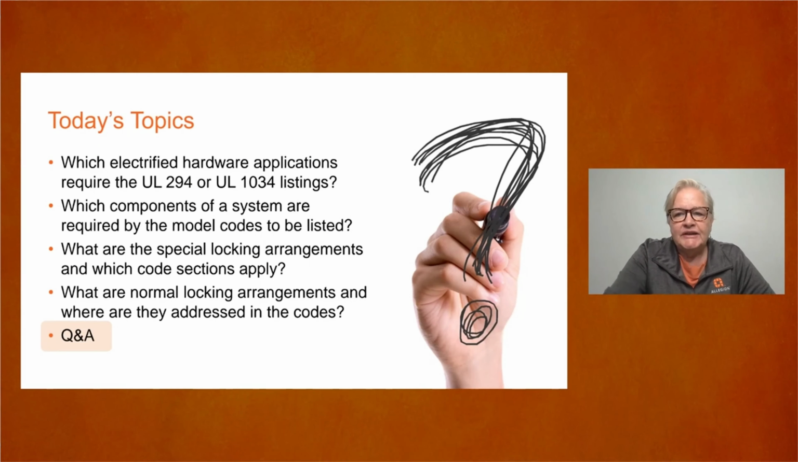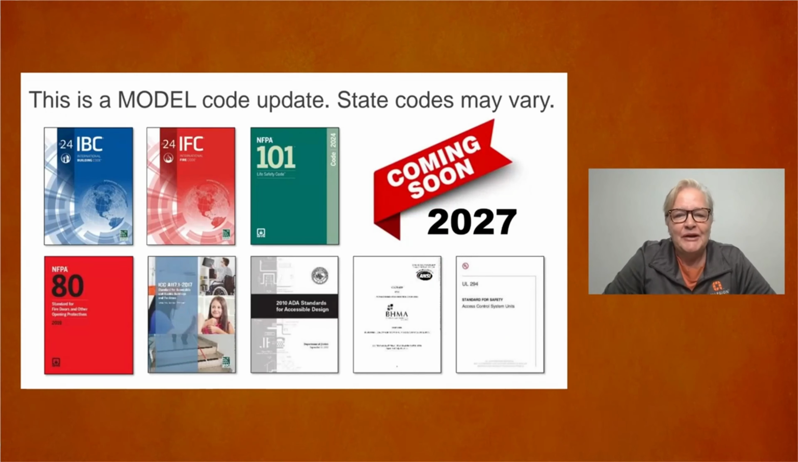So we did receive some questions with the registrations for this session and by email, so I will cover those first. I wanted to have some slides and some images and code excerpts and things to point to. The most common question is which electrified hardware applications require the listings? And the second most common question is which components of a system require the listings according to the model codes. There were also a bunch of questions about special locking arrangements and normal locking arrangements. So we'll go through all of that and hopefully come out the other end with a better understanding.